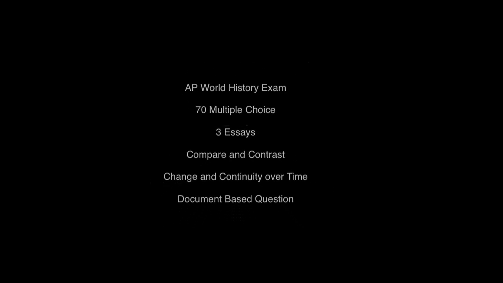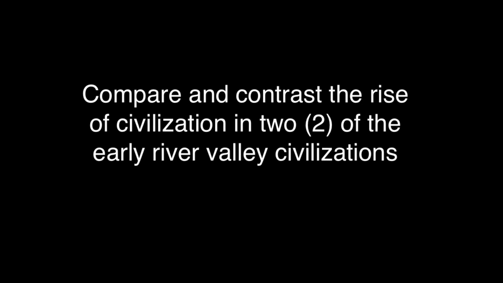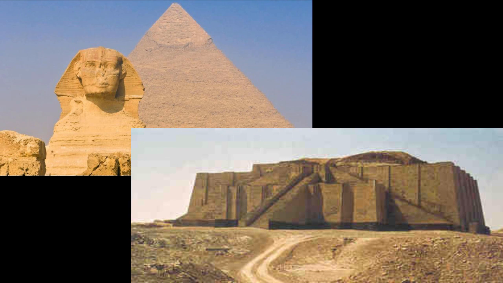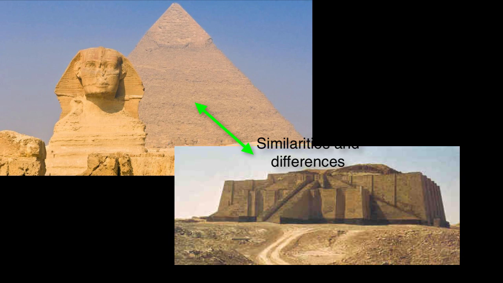So let's see, our question for this week is: compare and contrast the rise of civilization in one of the early river valley civilizations, Mesopotamia, Egypt, China, or the Indus Valley. For the purpose of this example, I'm going to stick to Egypt and Mesopotamia. So I want to compare and contrast the rise of civilization in Egypt and Mesopotamia. When answering a compare and contrast question, you want to make sure that you're addressing both the similarities and the differences between the 2 civilizations being compared.